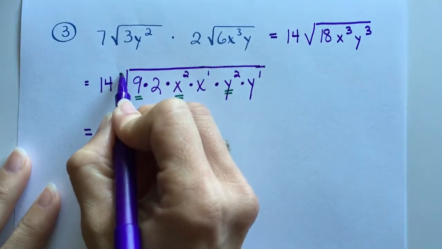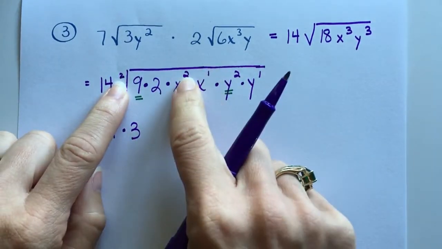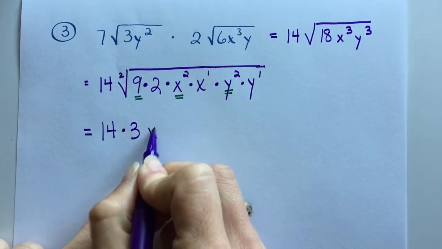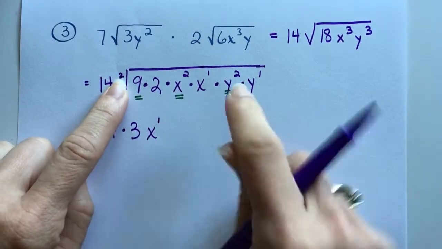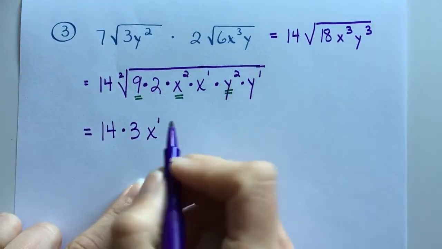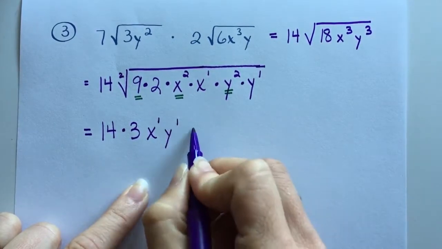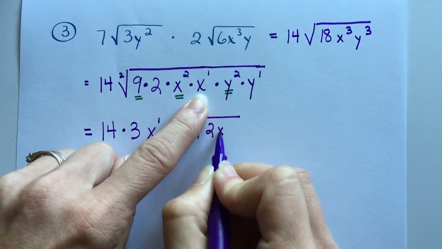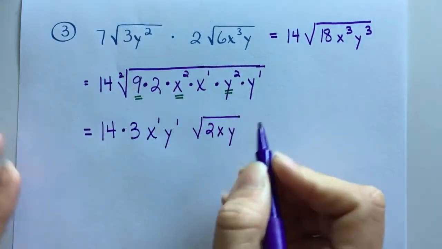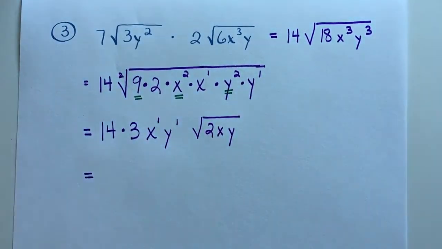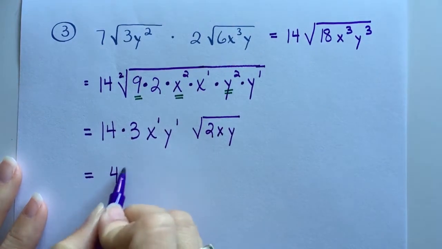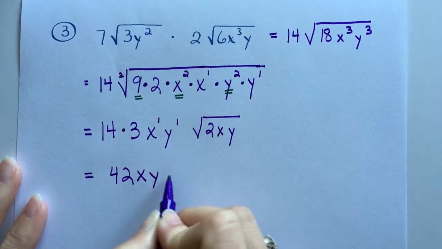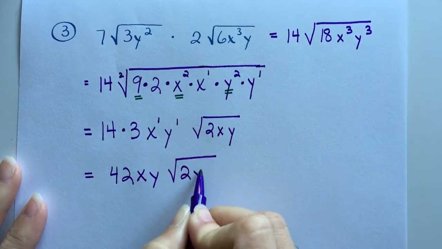Okay, so we've got an understood 2 here. So 2 will go into 2 one time. So that means we'll have x to the first. And then same thing here, 2 will go into 2 one time, so we'll have y to the first. So this 2 is still left underneath, this x, and this y. So my final answer, like I said, go ahead now and do the 14 times the 3. So that's going to give us 42. So I have 42xy square root of 2xy.